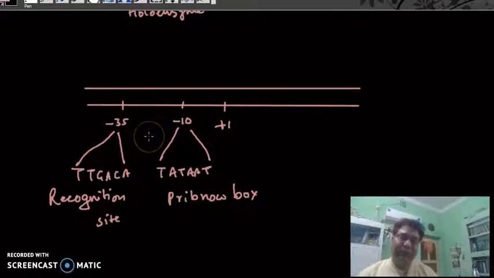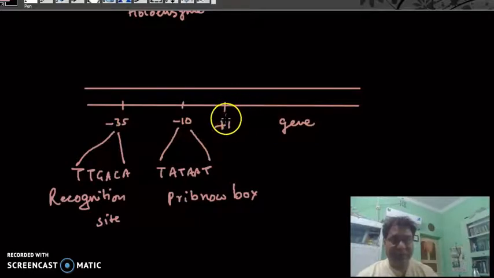Now these two sequences, two sites, are very necessary in front of a gene. This sequence specifies that there is a gene downstream of it. +1 is the start site of that gene. So an RNA polymerase will come and bind here.